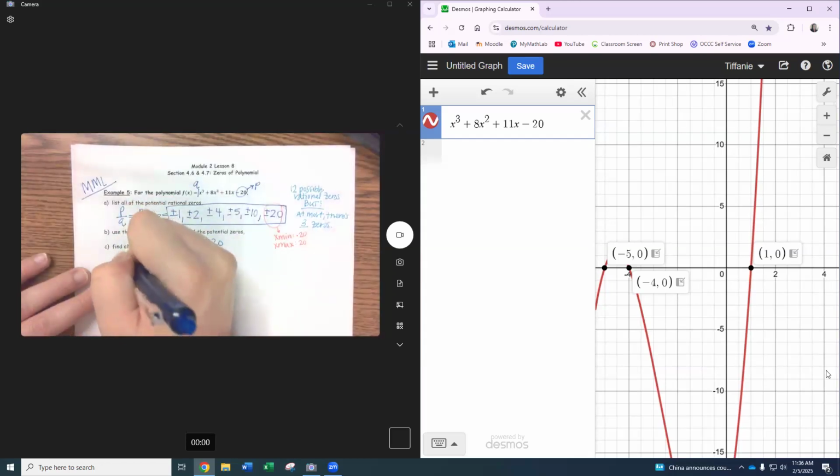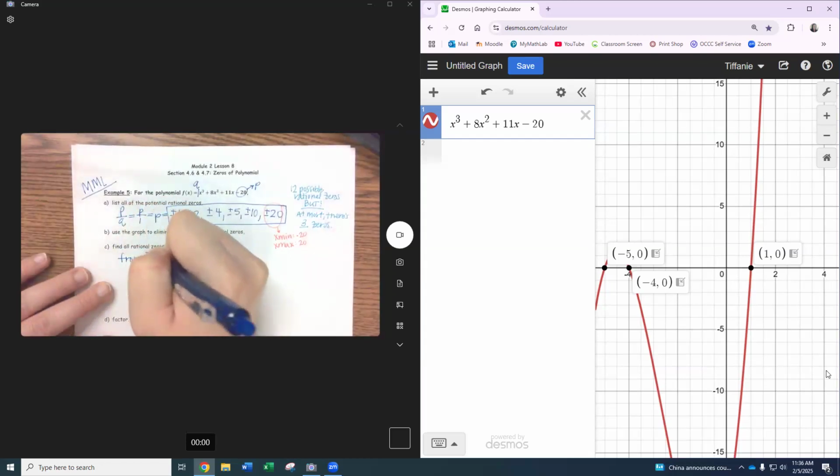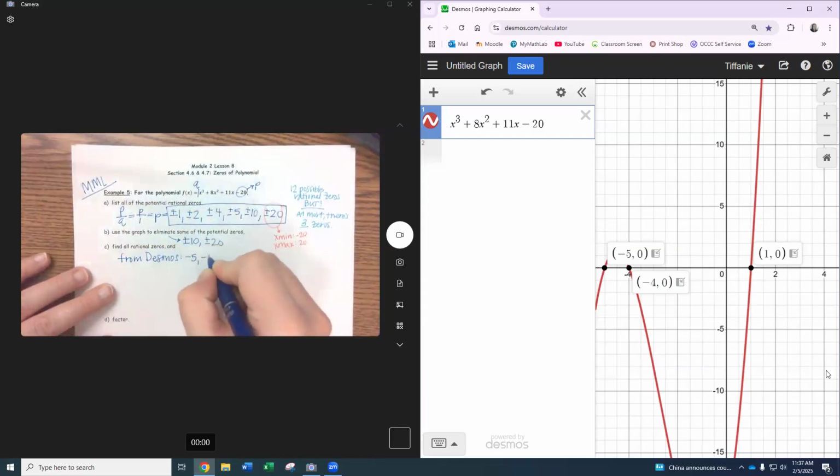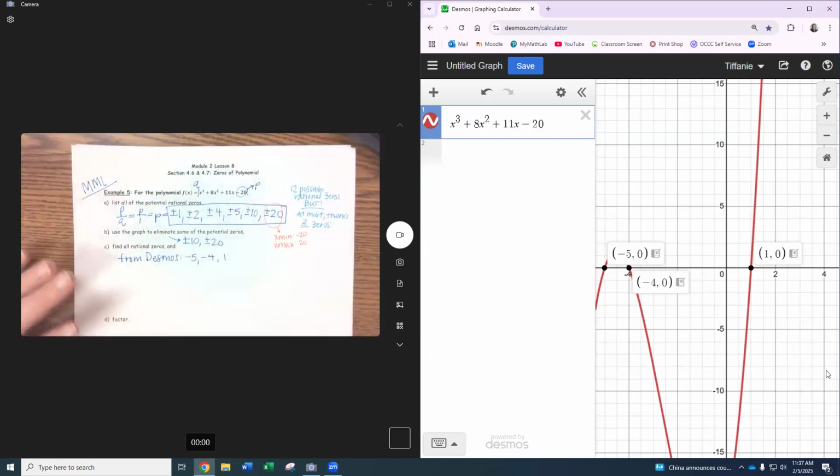So from Desmos, we can see that we get -5, -4, and 1. Now, they're not always going to be all rational zeros. More times than not, you're only going to have 1, at most 2. So let's kind of go through the process. What would happen if I only knew 1 rational zero? The other 2 were irrational or even imaginary, which we're going to get to.